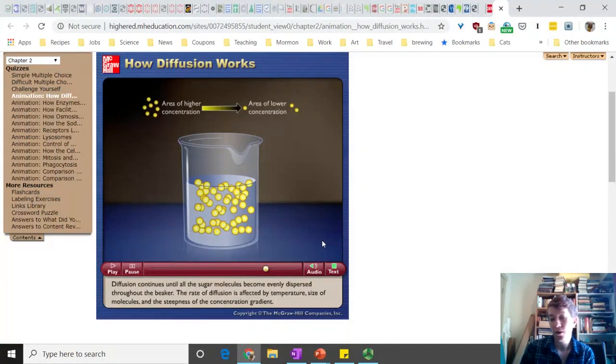If something were to go from where it's more spread out to being more crowded, we would say that would be moving against your concentration gradient, from low concentration to high concentration. So in diffusion, things go from their area of high to low concentration. It does not require energy. It will happen automatically. And this happens in air as well as water.